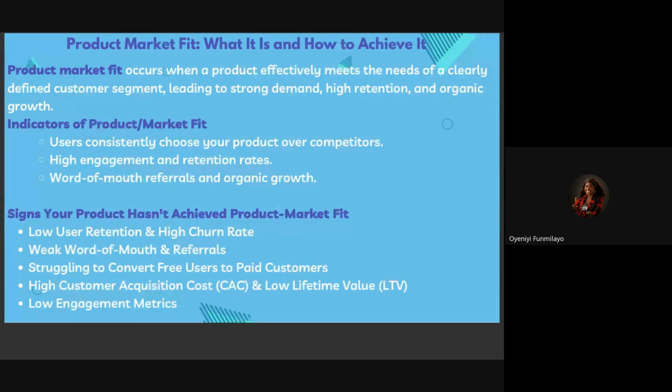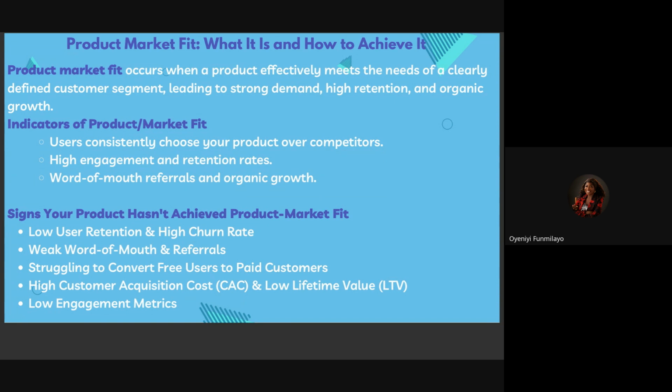So, what are the indicators for product market fit? Users continuously choose your product over competitors. There are some of us here today, no matter what you tell us, we cannot use Telegram. We would always pick WhatsApp over Telegram. So if users are picking your product over your competitors, because even the company knows that users are picking their product more than the competitors, it could tell that your product has reached product market fit, right?